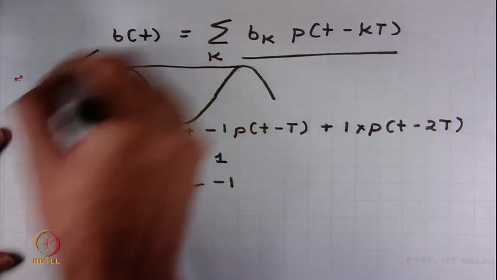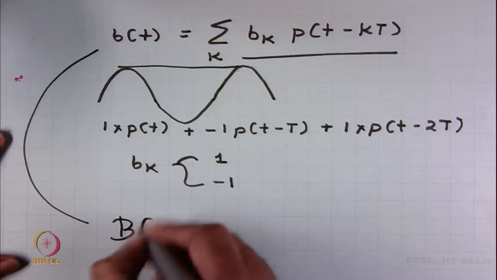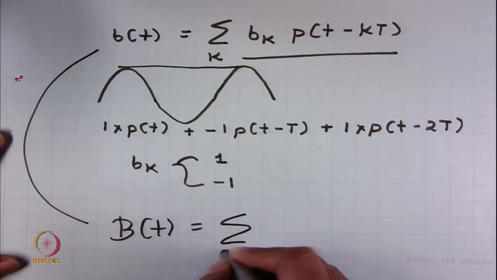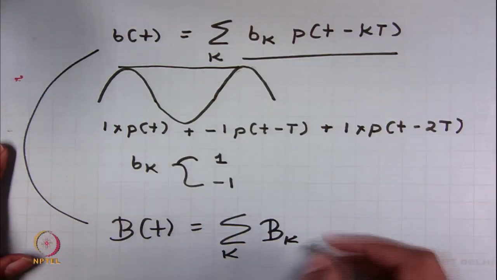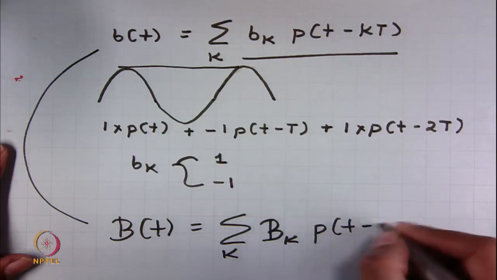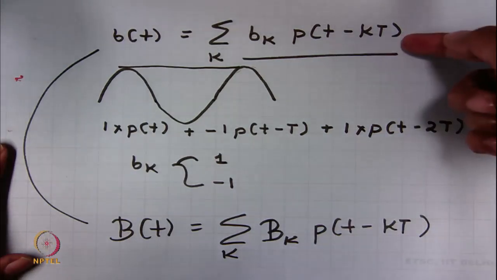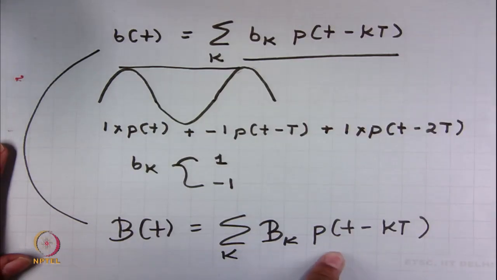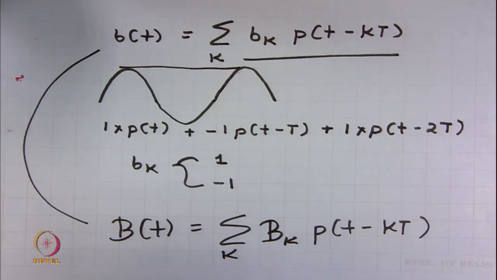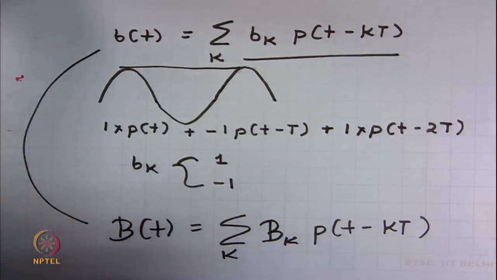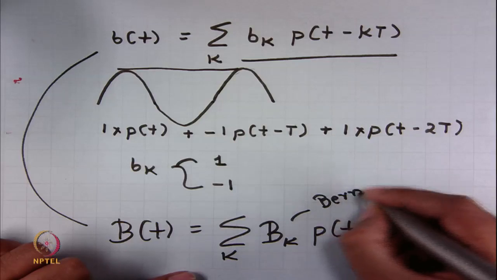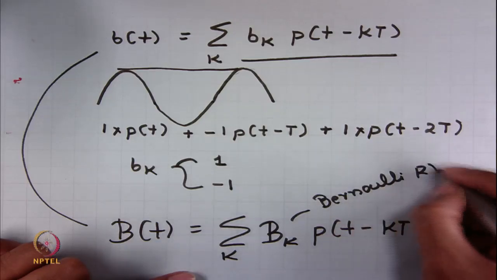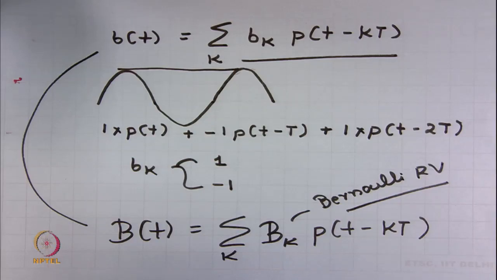Now, if I want to convert this into a process, the idea remains the same. The b_k will become a random variable, let us call this capital B_k. So, you can convert a sample function to a random process simply by changing these coefficients to random variables. Okay. Now, if you look at B_k, as we have seen in the past as well, this B_k is a Bernoulli random variable.